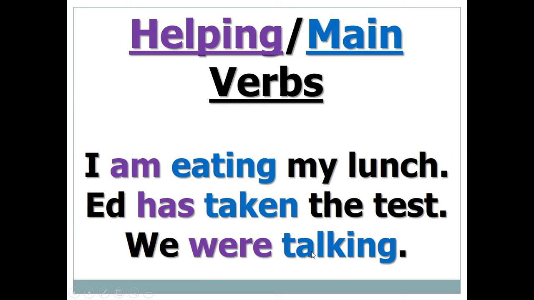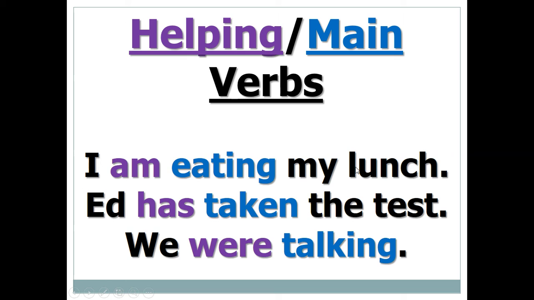That's the sentence: we were talking. The subject is about we. What are we doing? We talking. Would that make sense just to say, hey, we talking? No, you would need some sort of helping verb to help this main verb along. So you would say we were talking. Again, the word were is a helping verb. Talking is the main verb.